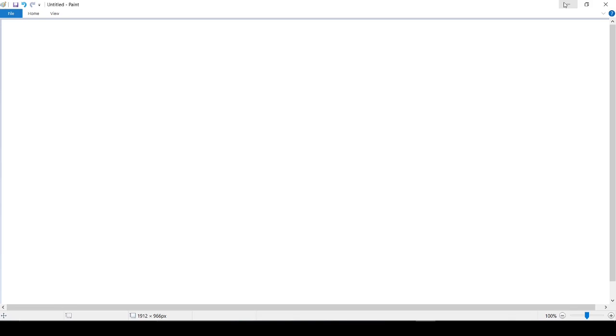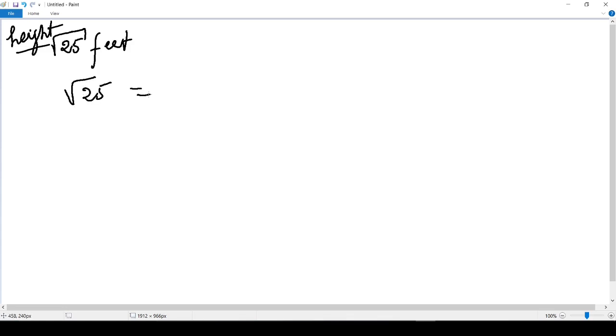So the final answer will depend on the question. For instance, if the question says a person's height is square root of 25, right? And is the height 25 feet? If the question is what is the equivalent value without the radical sign, we know mathematically that square root of 25 is equal to 5 or negative 5.